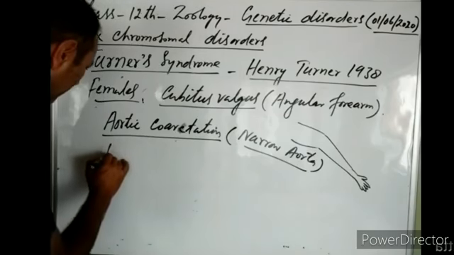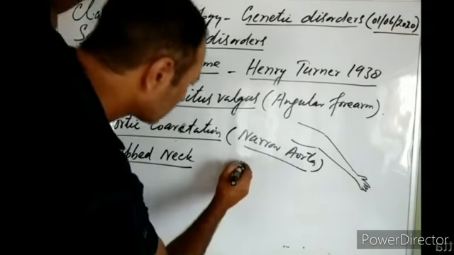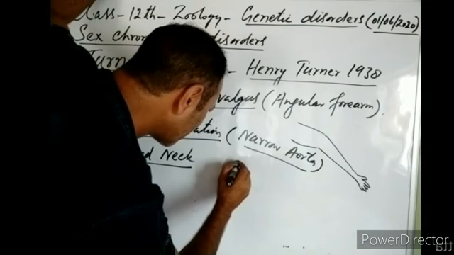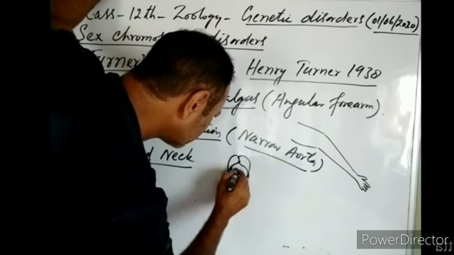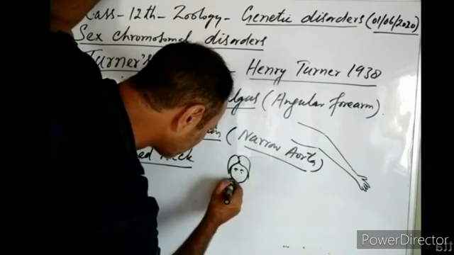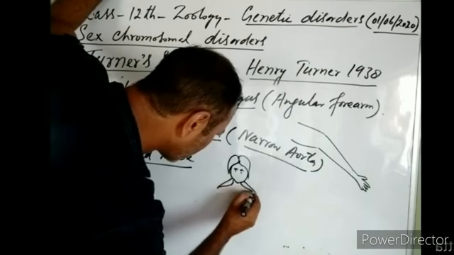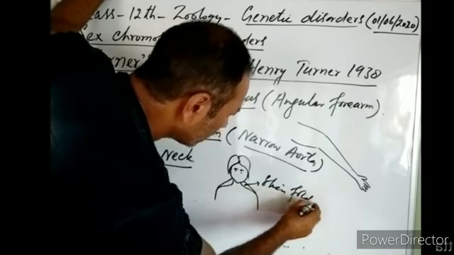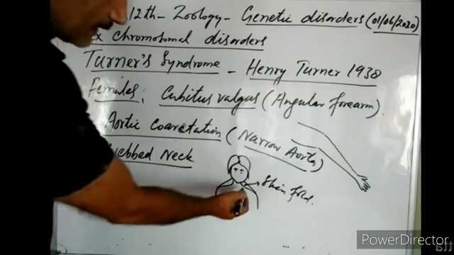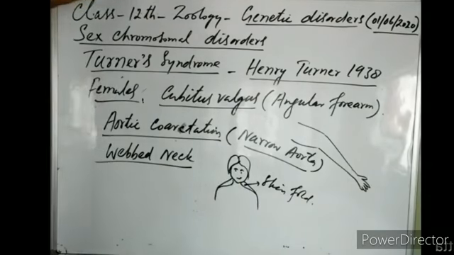They also suffer from webbed neck. These females are characterized by their webbed neck. Suppose this is the head. Then it should have been followed by a neck. But these females have got a broad neck, having a second fold over their neck. This second fold, which is present from the neck to the shoulders, is known as webbed neck. So they have got cubitus valgus, aortic coarctation, webbed neck.